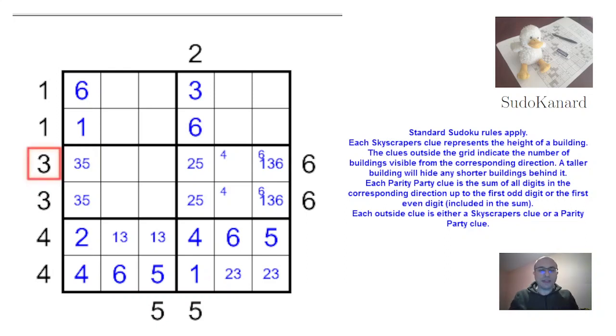Because no, it wouldn't work. Because as a parity party clue, 3 would work with an initial 3. It would work with 1 and 2 at the beginning. But as a skyscraper clue, it must start with a 3 as well. So I can't put both 3s here. But one of them I can. And it would be very powerful because it would just give... Well, let's try to put a 3 here.